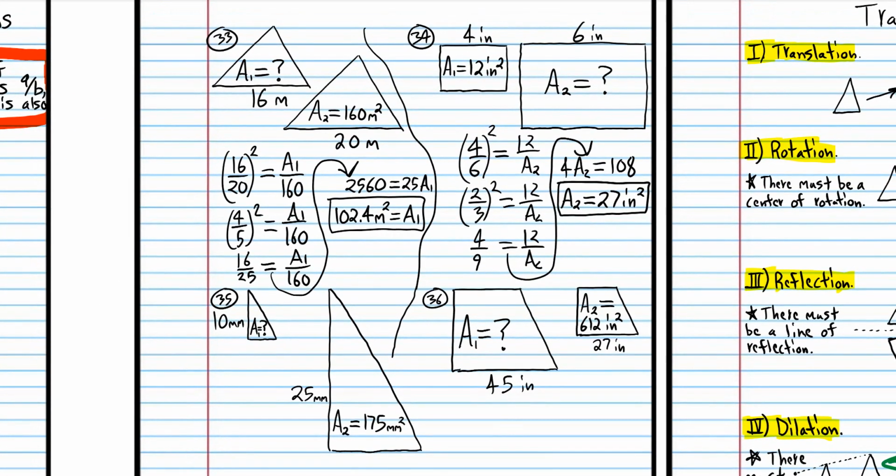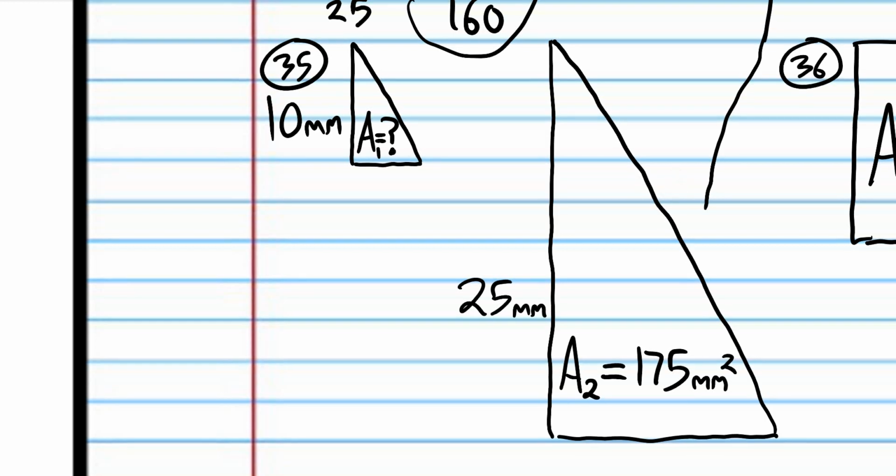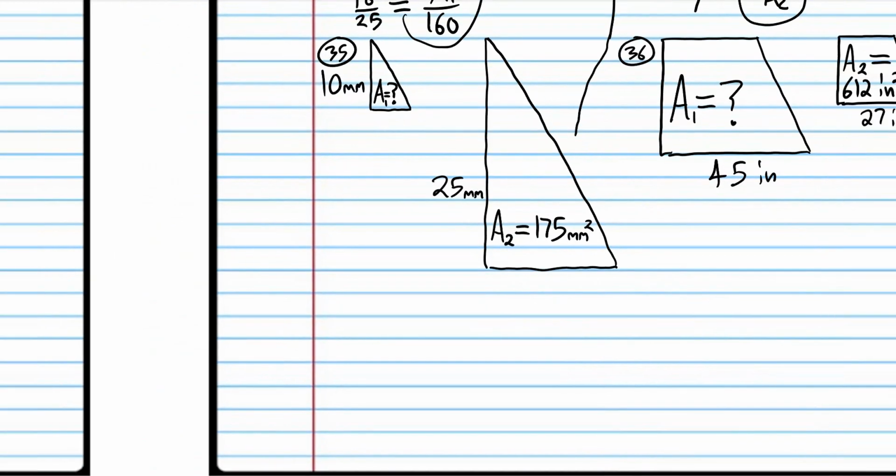All right, I'm going to leave those in the window. Let's go ahead and zoom in here. Go ahead and try number 35. And when you come back, we'll do it together. All right, we're back. 10 over 25 squared is equal to A1, which we don't know, over 175. Reduce, and we get 2 over 5 squared is equal to A1 over 175. 2/5 squared is 4 over 25.